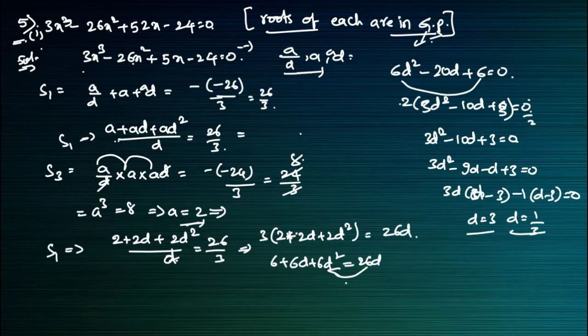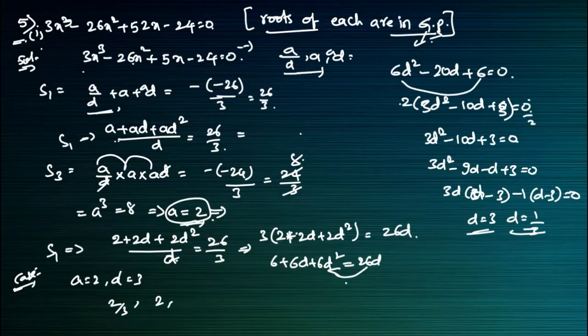So one factor is here, s1 is equal to 2. So two cases already came, a is equal to 2 and d is equal to 3, so this is case 1. So in case 1, a by d is the first root, which means 2 by 3, and another thing a, so a is equal to 2, and another thing ad is equal to 2 into 3 is 6. These are the three roots we have in case 1.